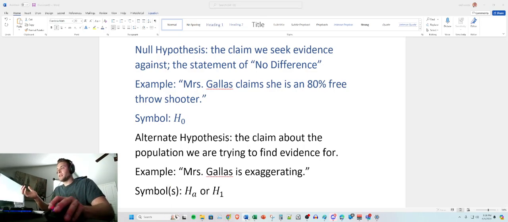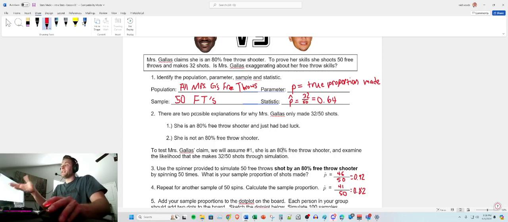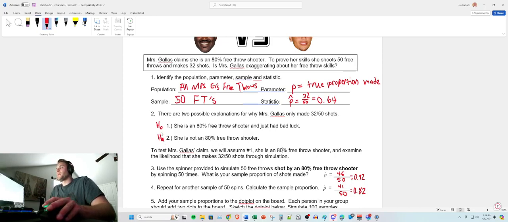And that should be sort of making us think about these right here. These are the null and alternate hypothesis. If you would like to right now, go back to this sheet and you can actually write that on here. This is the null hypothesis. Okay. She is an 80% free throw shooter, just had bad luck. So we are still kind of with her on that, or we're finding evidence that the alternate would be true, that she is not an 80% free throw shooter. So H0 is true up here. HA is true for the second option.